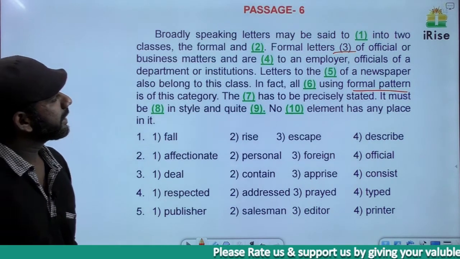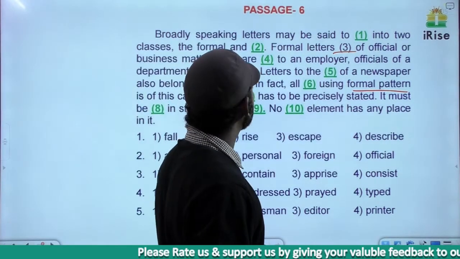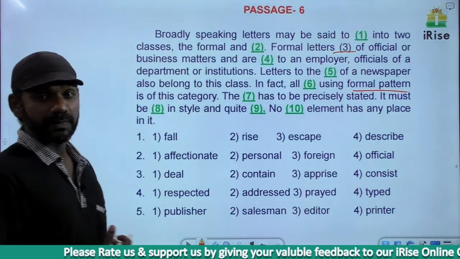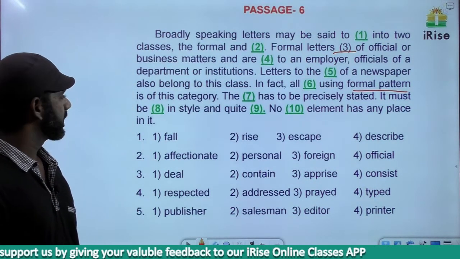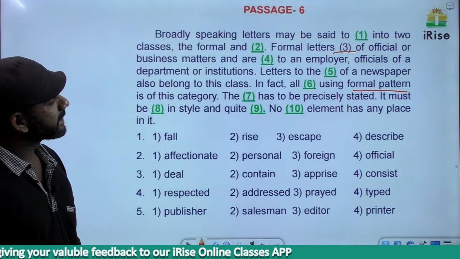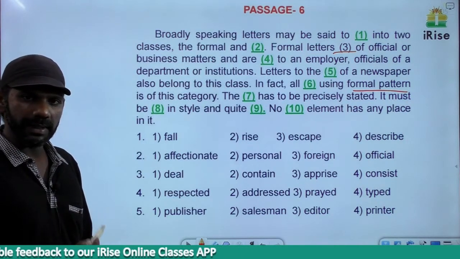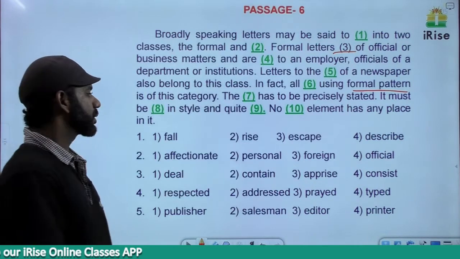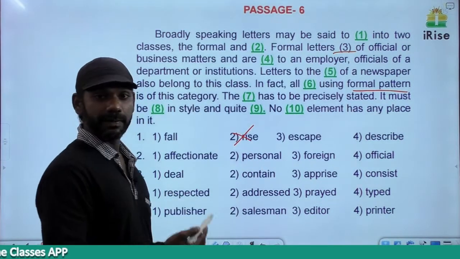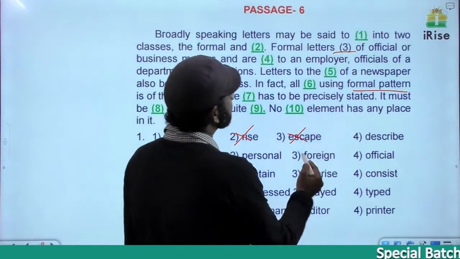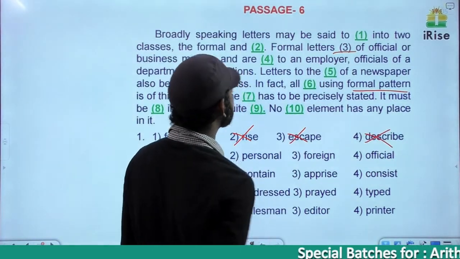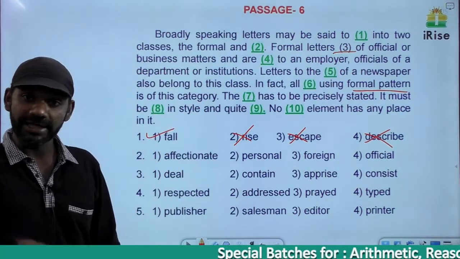Broadly speaking, letters may be said to dash into two classes. The letters may be said to fall into two classes makes sense. Rise into two classes is wrong. Escape doesn't fit this context. Escape is like moving away from something. Describe into is a wrong usage. Eliminated. It must be fall into.